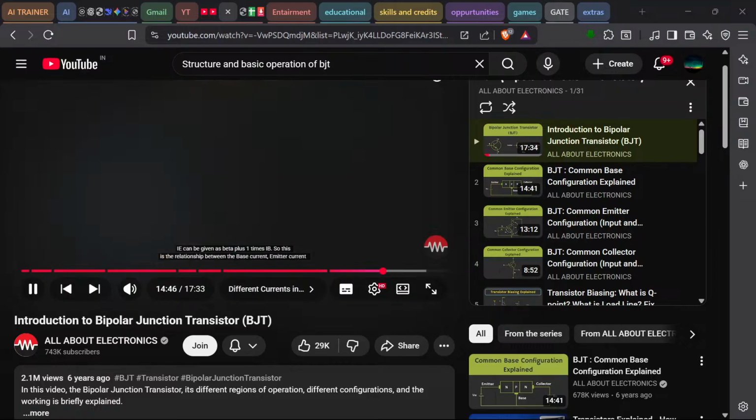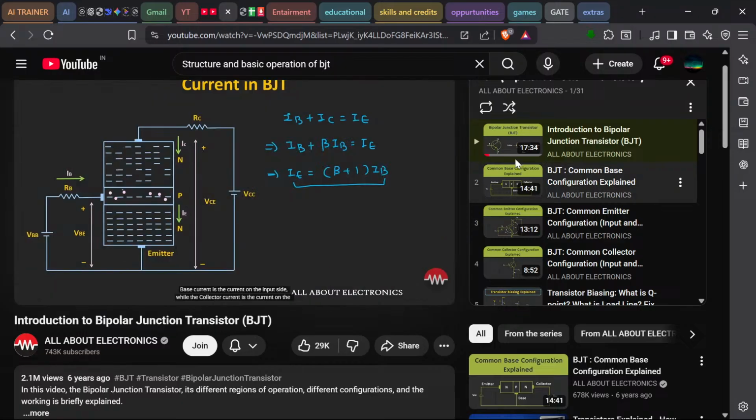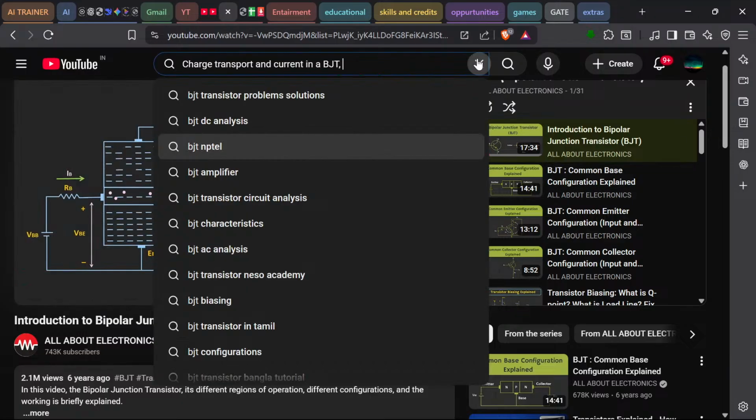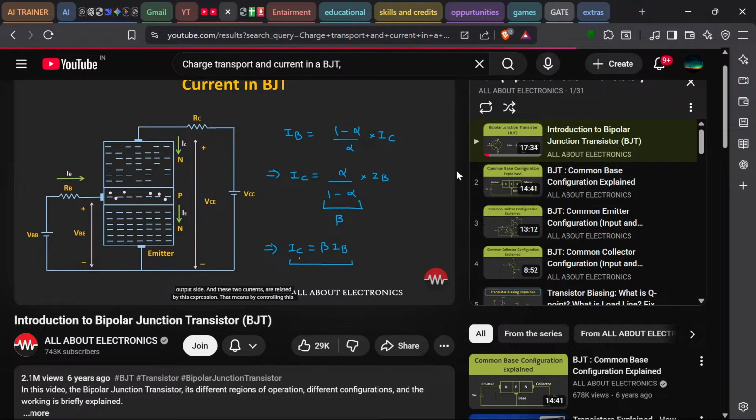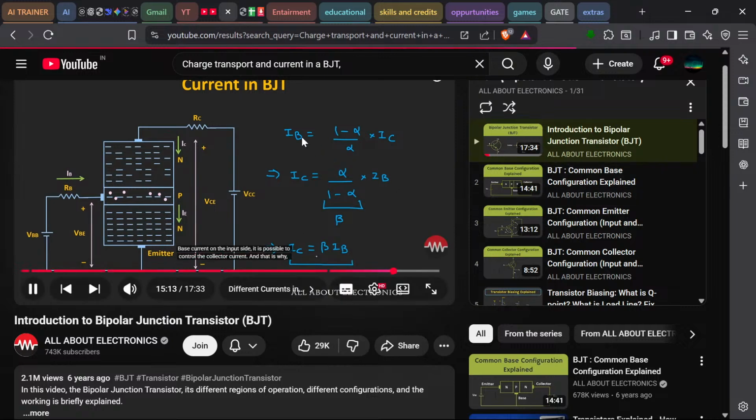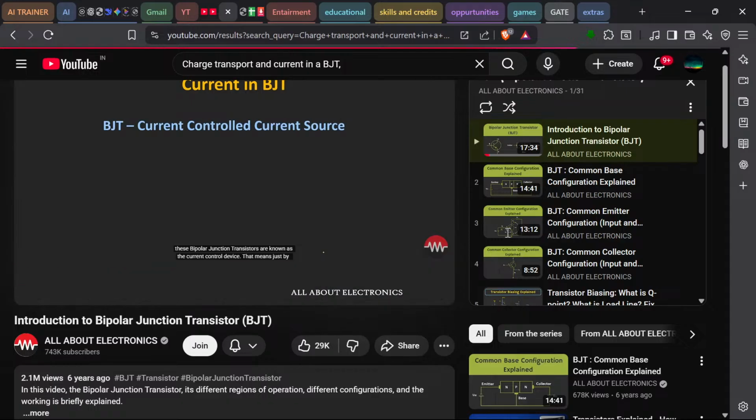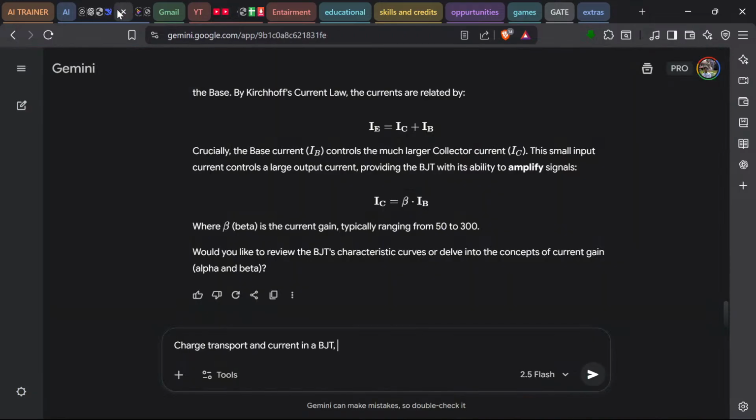Now if you notice over here, in this common emitter configuration, this base current is the current on the input side, while the collector current is the current on the output side. And these two currents are related by this expression. That means by controlling this base current on the input side, it is possible to control the collector current. And that is why these bipolar junction transistors are known as the current control device. That means just by controlling the input current on the base side, it is possible to control the output current.